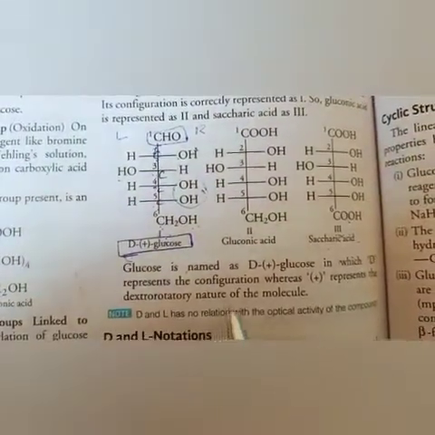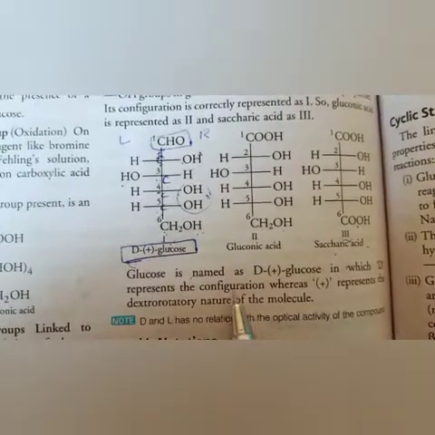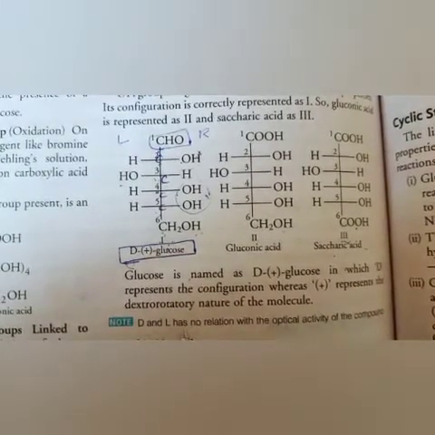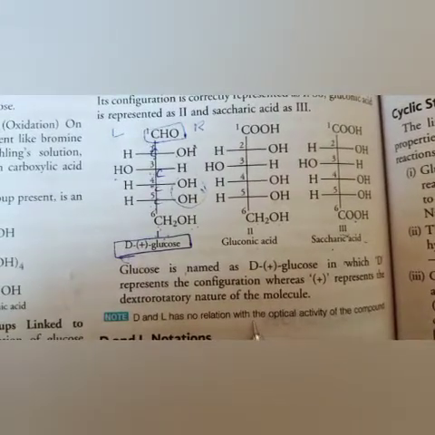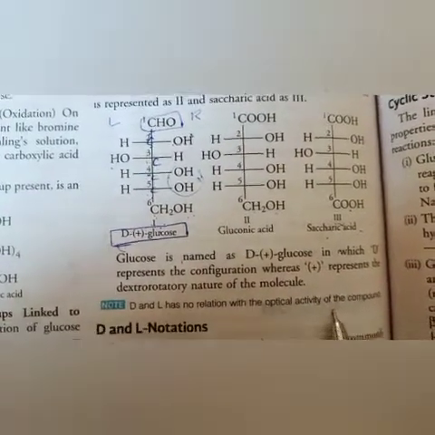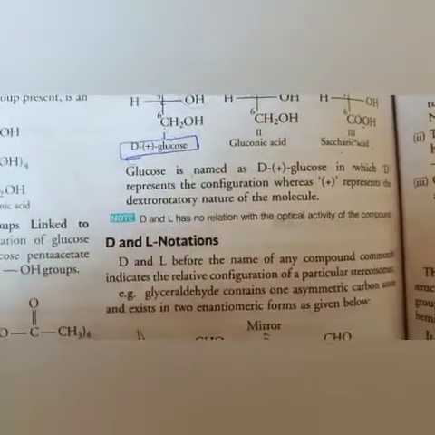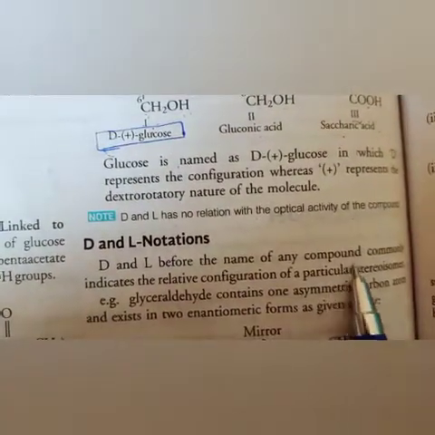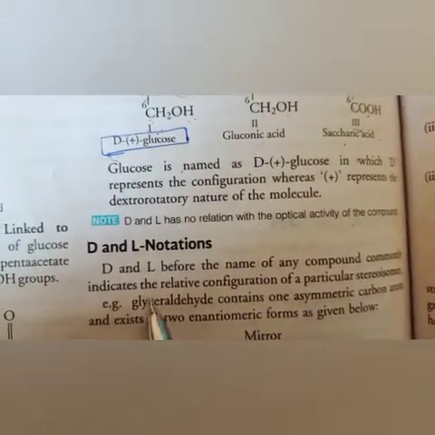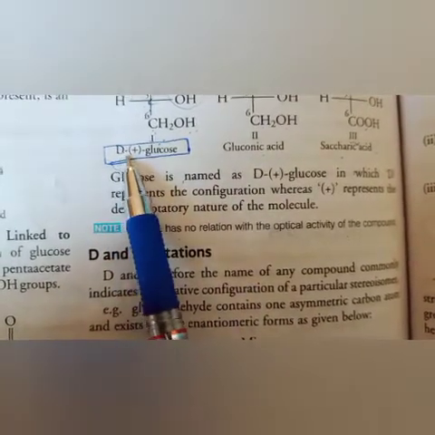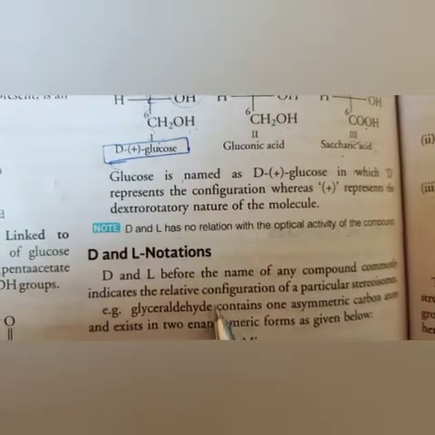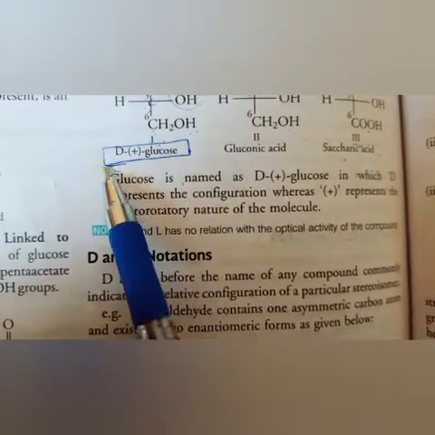Glucose is named as dextroglucose, in which D represents the configuration, whereas plus represents dextrorotatory. Now D and L have no relation with the optical activity of the compound. The D and L notation before the name of any compound commonly indicates the relative configuration of particular stereoisomers. If there is D or L here, that represents the particular configuration.